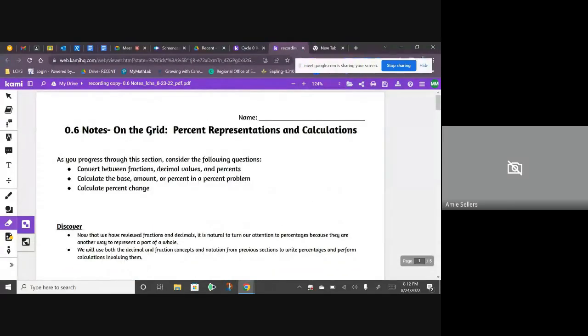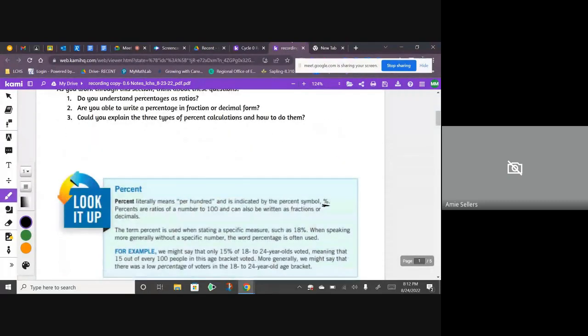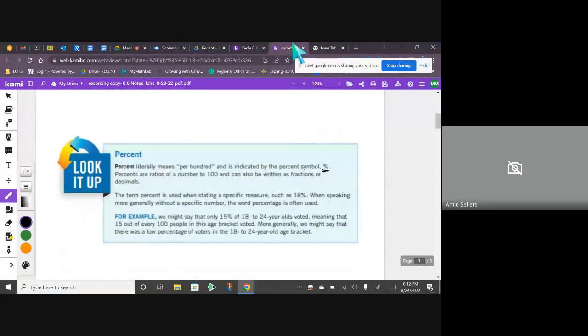Today we're going to be looking at section 0.6 on percents. The first thing that we will do is start with the definition of a percent. A percent literally means per hundred, and it's indicated with a percent symbol. Percents are ratios of a number to 100. So it's really just creating a ratio of any number that you're looking at to 100.